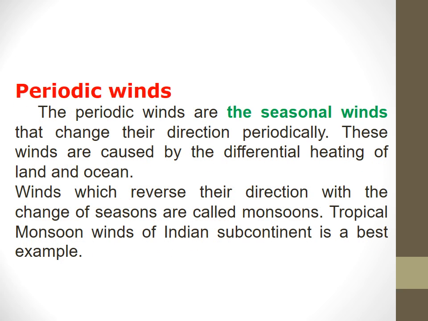And periodic winds. The periodic winds or the seasonal winds change their direction periodically. These winds are caused by the differential heating of land and ocean. Winds which reverse their direction with the change of seasons are called monsoons. Tropical monsoon winds of the Indian subcontinent are the best example. So in India, there are two types of monsoon, the southwest monsoon and the northeast monsoon. All these monsoons happen because of the periodic winds, depending upon the seasons. Got it?